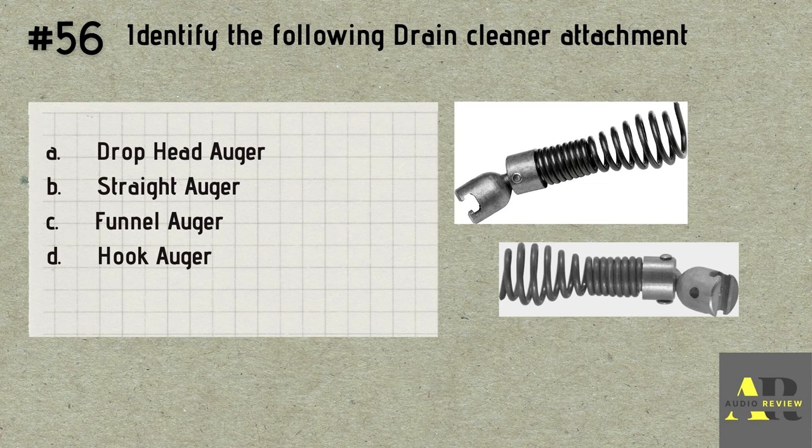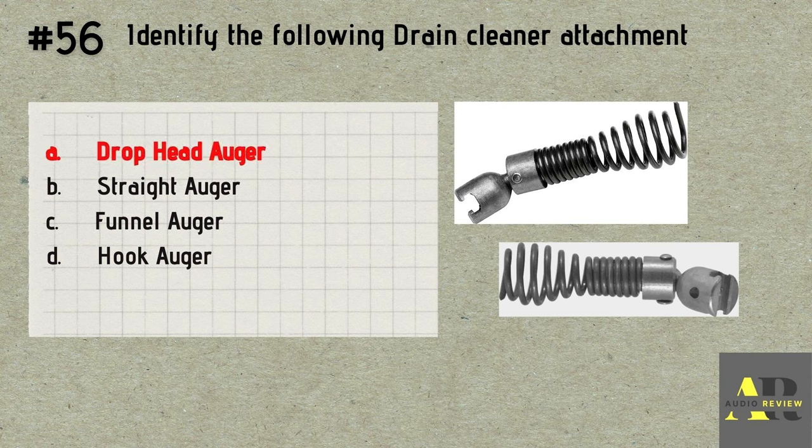Question 56. Identify the following drain cleaner attachment. Is it A. Drop head auger? B. Straight auger? C. Funnel auger? Or D. Hook auger? The answer? It's A. Drop head auger.